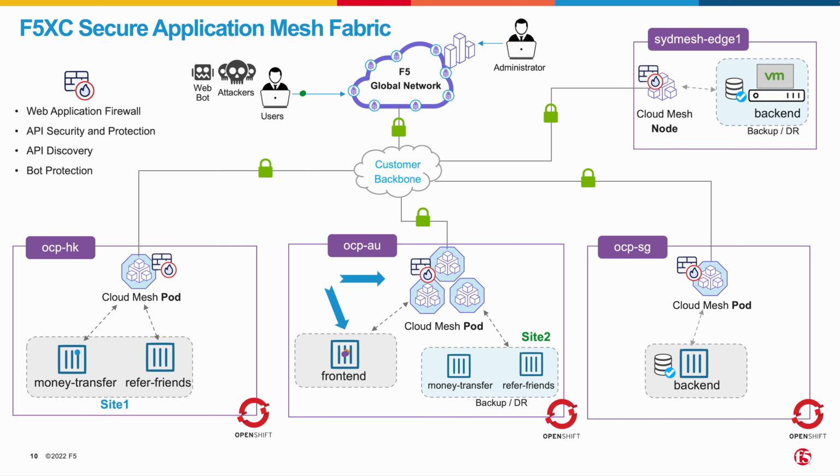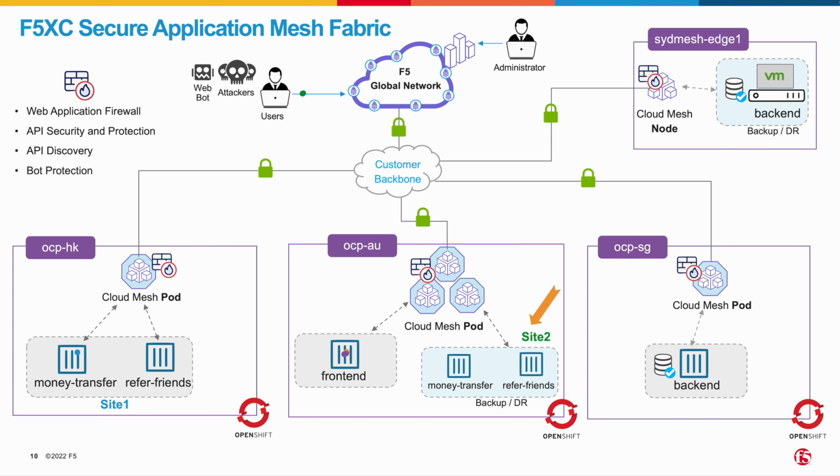In OCP AU, I have a cluster of Cloud Mesh pods installed as well as front-end microservices deployed. In OCP Hong Kong, I have a single Cloud Mesh pod installed and money transfer and refer friends microservices deployed. In OCP SG, I have a single Cloud Mesh pod installed and the backend database microservice deployed. In Sydney SYD Mesh H1, I have a Cloud Mesh node spun up and the Arcadia backend database for the Arcadia Finance application. As mentioned, this is the DR copy of the database for OCP SG.